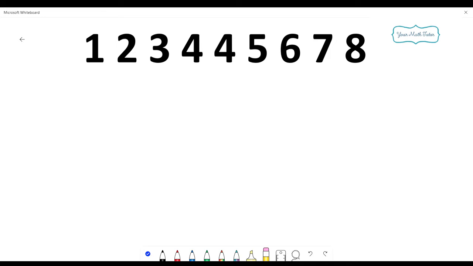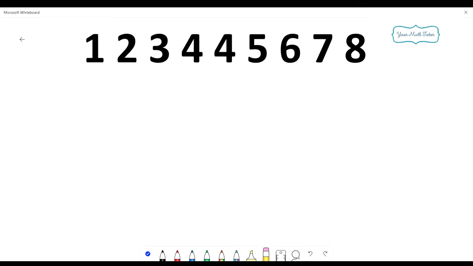Whenever you're given a set of data, it's always best to put it in ascending order so that it's easier for you to work with. Say the first question says we must calculate the mean, which is also known as the average.